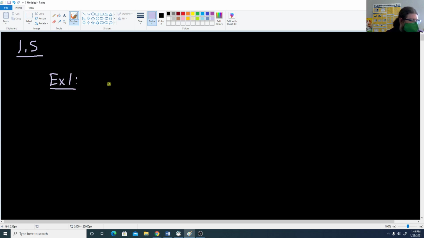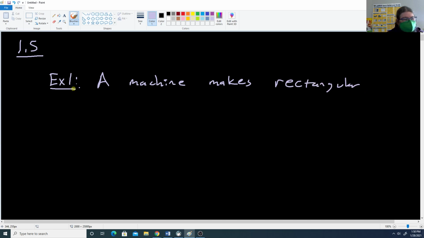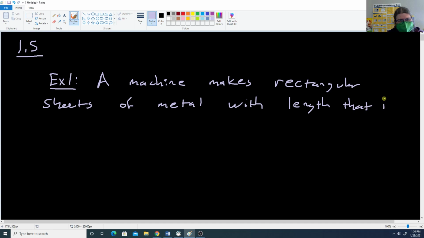So for our first example, we're going to say a piece of machinery produces rectangular sheets of metal that have length 3 times the width. So we'll say a machine makes rectangular sheets of metal with length 3 times the width.